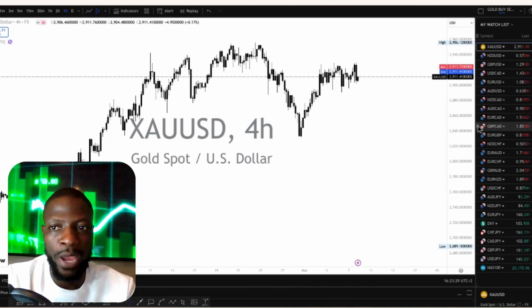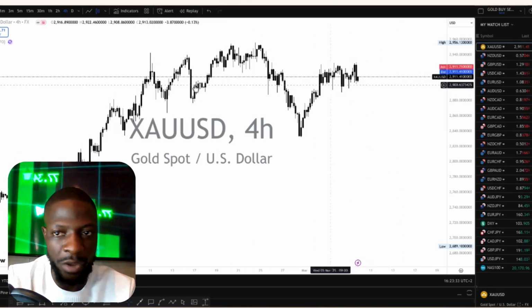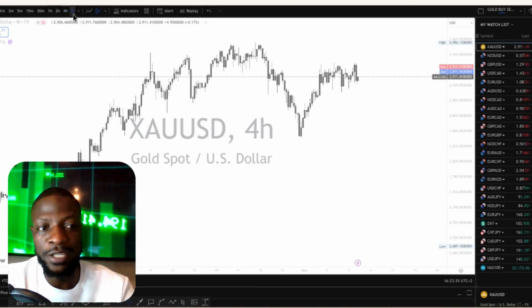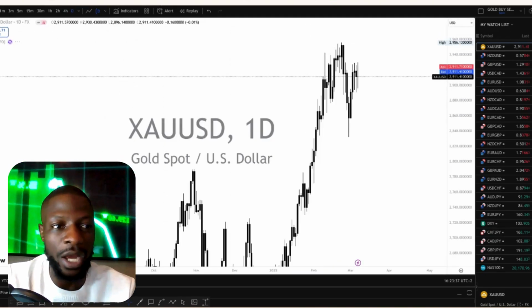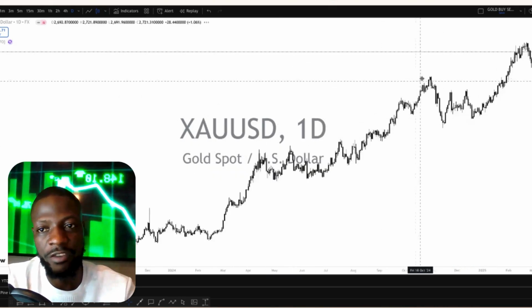So the first pair we're going to look at is gold right here, XAUUSD. Let's start from the higher time frame. Let's see what is happening on the higher time frame, and let's decide whether we're actually going to see some opportunities that we can trade from here.